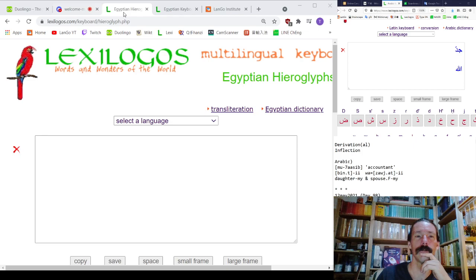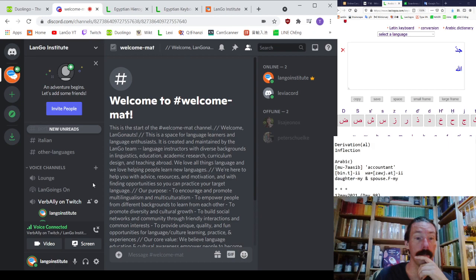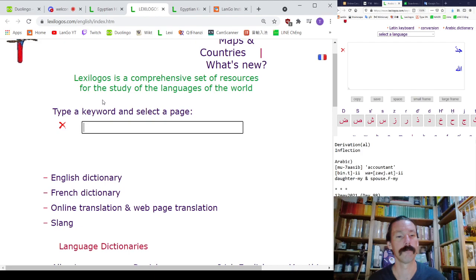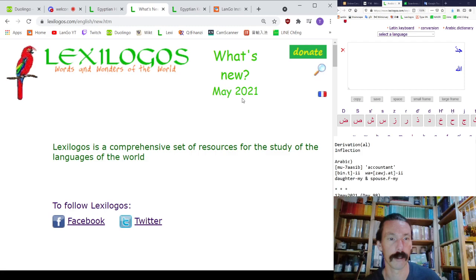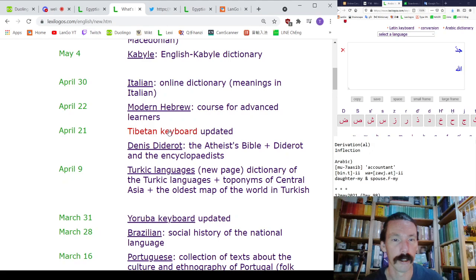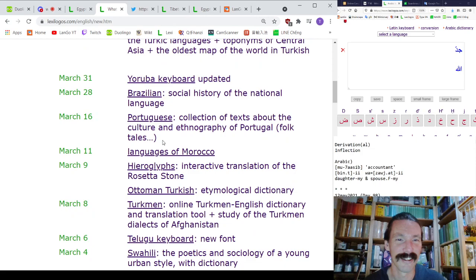Okay. So I'll show you, if you just click on the Lexi Logos main logo thing, where it says Words and Wonders of the Word. And then if you click on that, it says What's New, I think. Oh, cool. What's New? There it is. That has a bunch of different things. Macedonian. One of the things in this list is Egyptian hieroglyphics. Okay, hieroglyphs. Oh, nice. From March. That's awesome. Interactive translation of the Rosetta Stone. Yes, please.